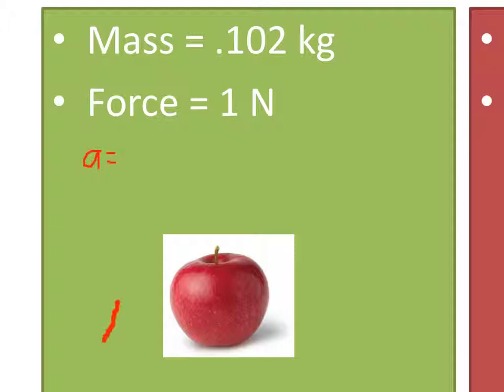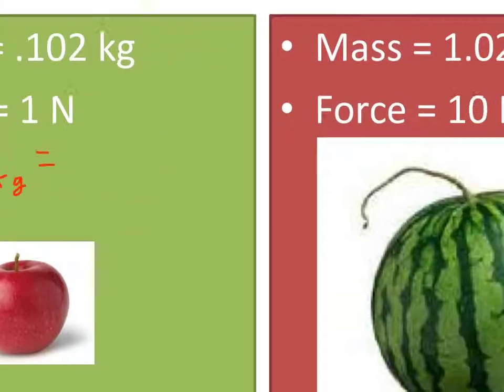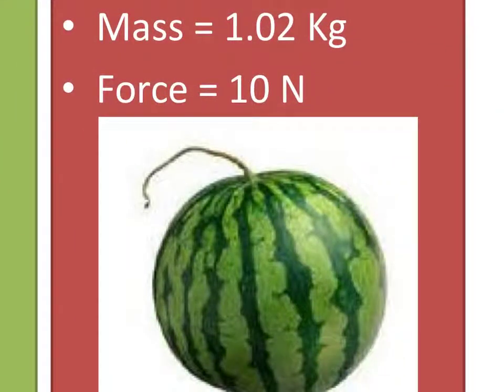Acceleration is equal to the force, 1 Newton, divided by 0.102 kilograms, is equal to, and then just do the math there and calculate the acceleration. You would do the exact same thing over here for the watermelon. If you do everything right, you're going to get the exact same number, so they would accelerate towards the earth at the same time.